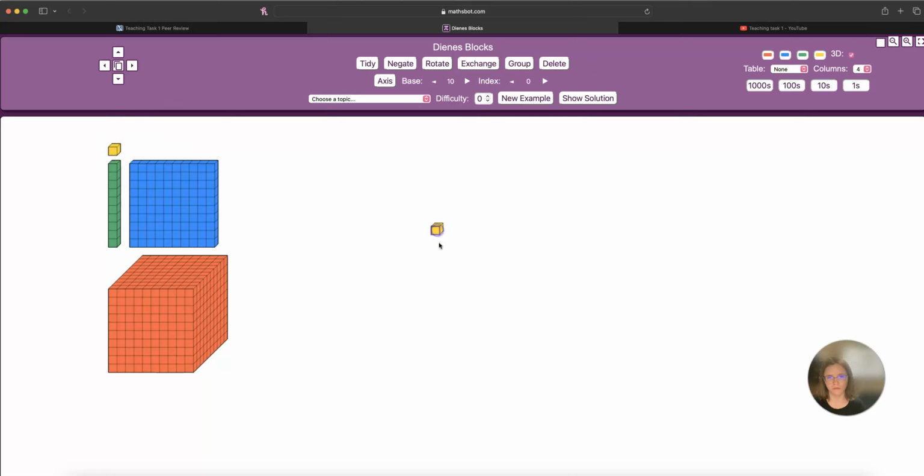So this one, there's just one. It represents one. This long stick has 1, 2, 3, 4, 5, 6, 7, 8, 9, 10. This has 10.